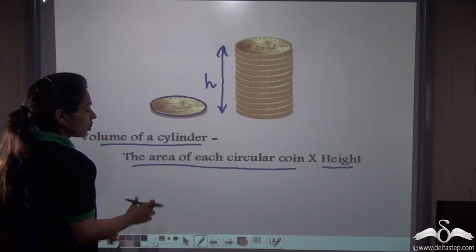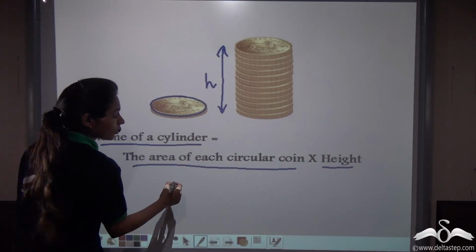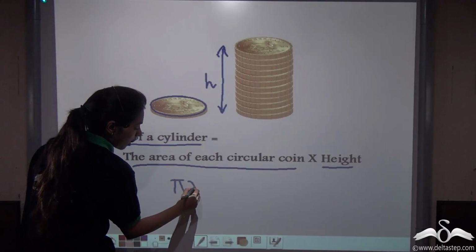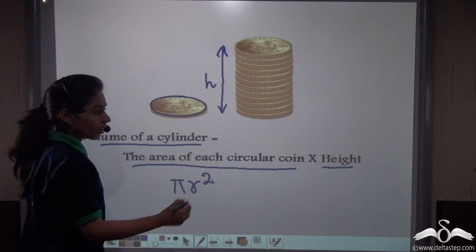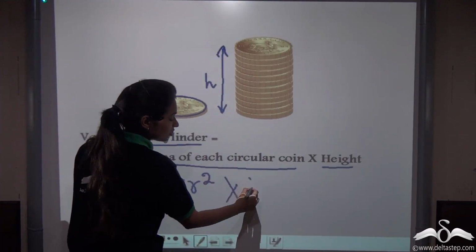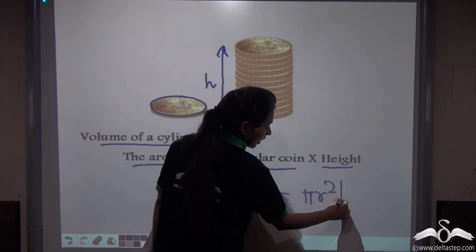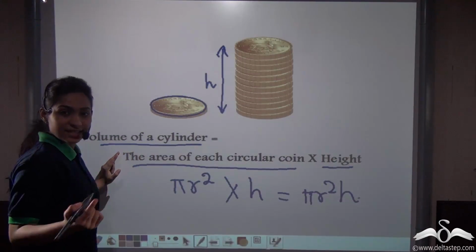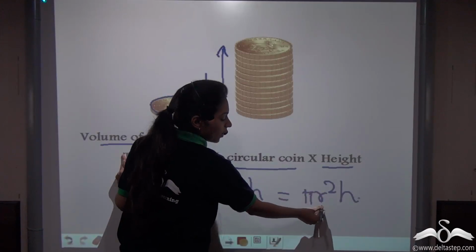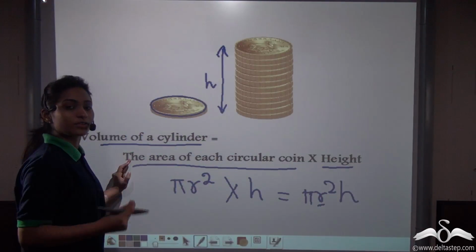Our volume. So we know that the area of each circular coin is the area of a circle. Now the area of a circle with radius r is pi r square, into height, that is the height we have made of this cylinder, that is h. So this gives us pi r square h. Now the volume of any cylinder can be calculated with the formula pi r square h, where r is the radius of the circular base and h is the height of the cylinder.